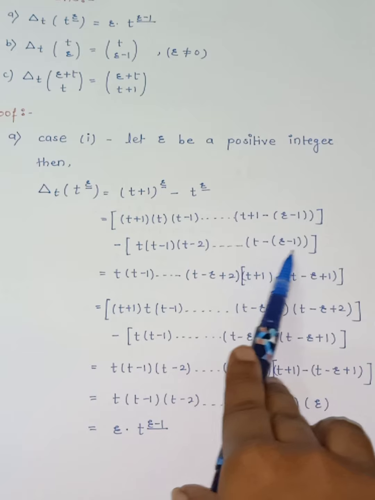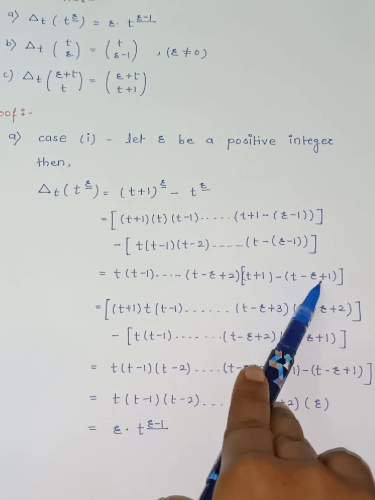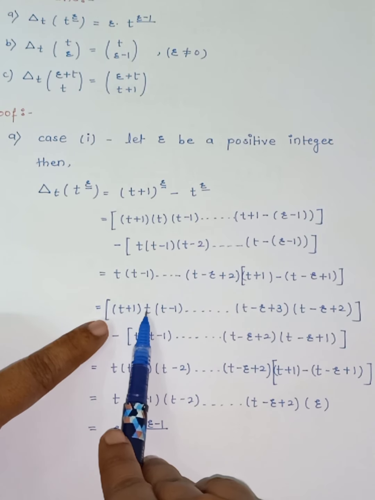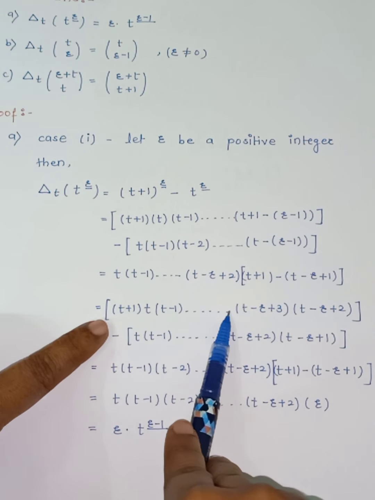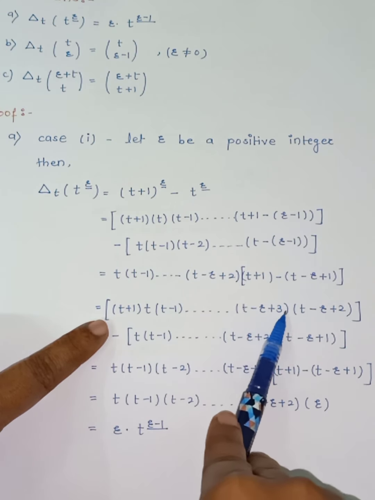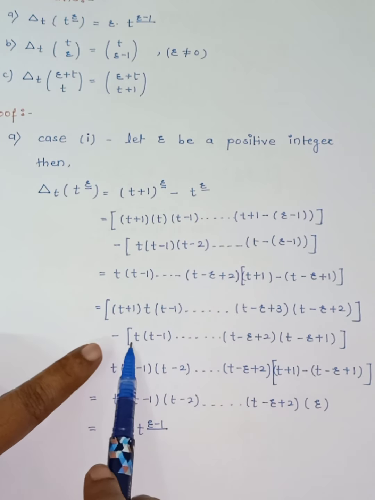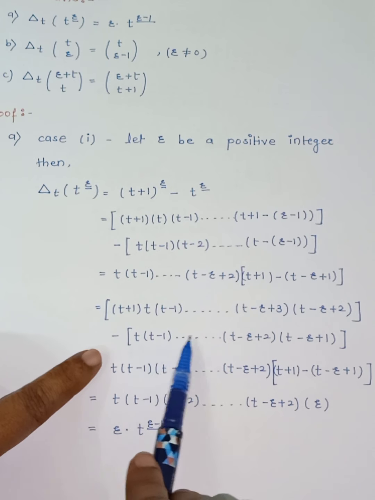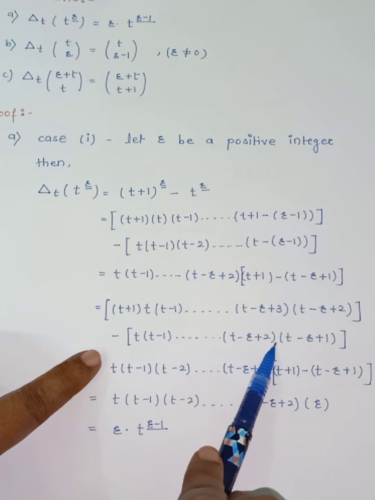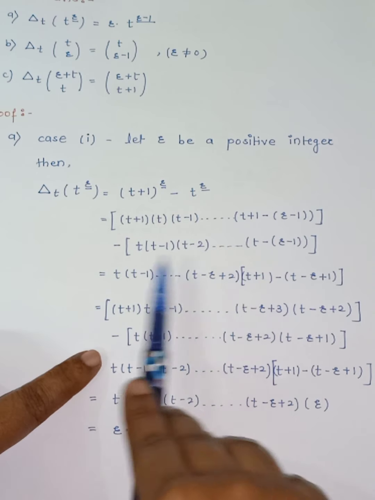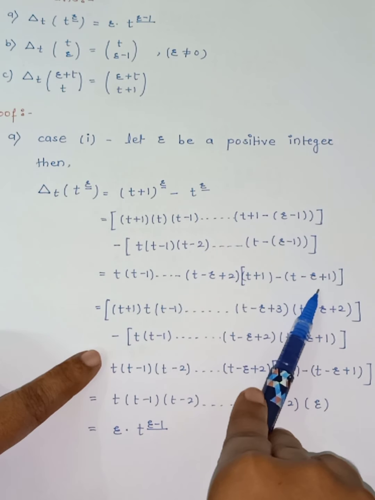Okay, this bracket will be solved, and t minus r plus 1. So next will be t plus 1, t minus 1 and so on up to t minus r plus 3, t minus r plus 2. Okay, minus t into t minus 1 and so on up to t minus r plus 2, t minus r plus 1. What we have done, we have multiplied both of these.